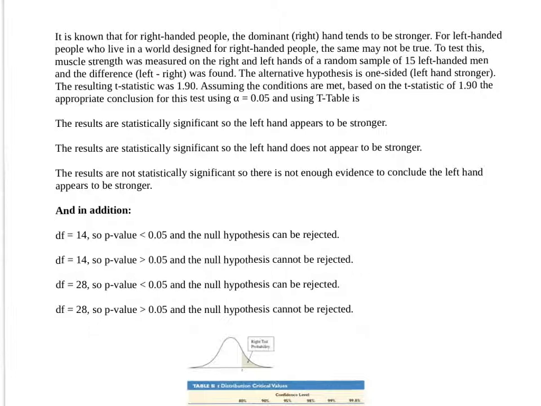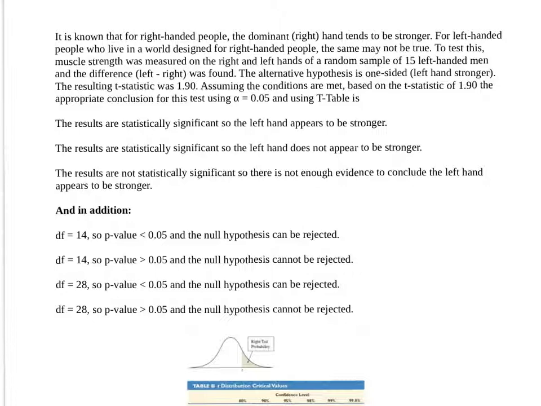I think this question tends to trick people because there are two options that have us choosing statistically significant and one that says not, and people tend to narrow it down by saying, oh, well, there are two of these, so that must be it. It must be one of those. In this case, that's a trick. The results are not statistically significant, so there's not enough evidence to conclude the left hand appears to be stronger.